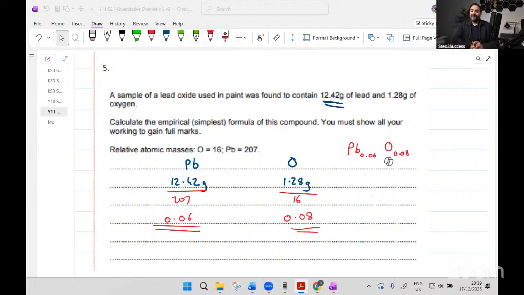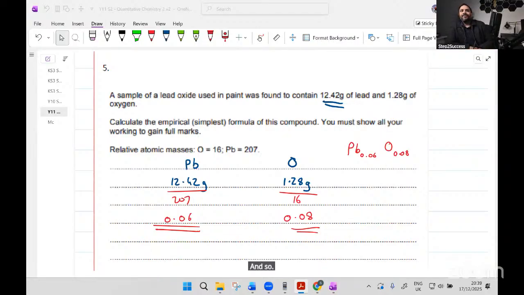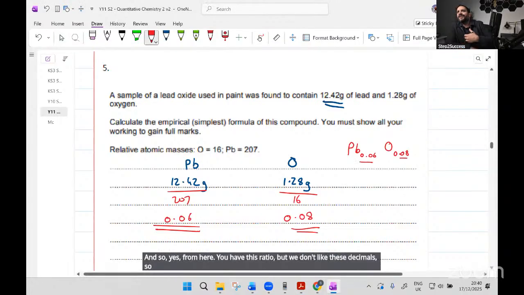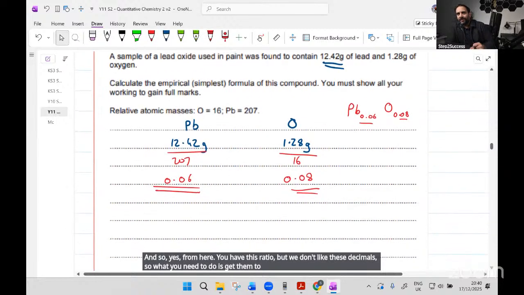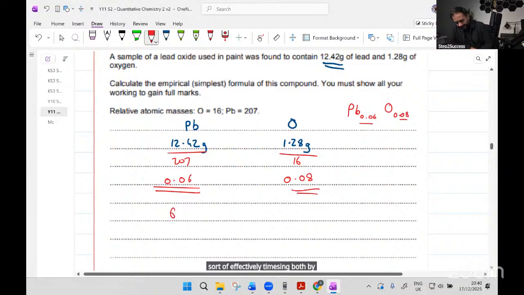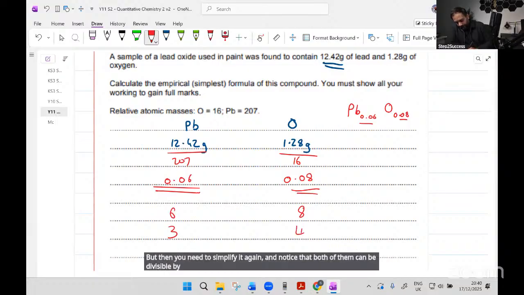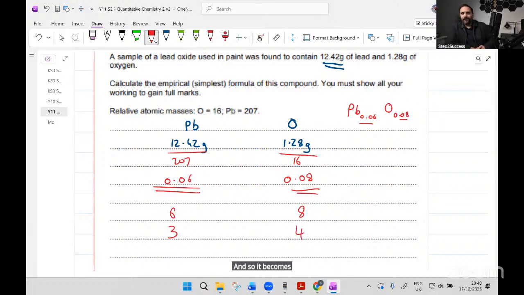So as I say, the purpose of this question is to figure out what those small numbers are. From here, you have this ratio, but we don't like these decimals. So what you need to do is get them to whole numbers. You could start off by timesing both by 100 and getting 6 and 8, but then you need to simplify it again and notice that both of them are divisible by 2. And so it becomes 3 to 4 as the actual ratio.